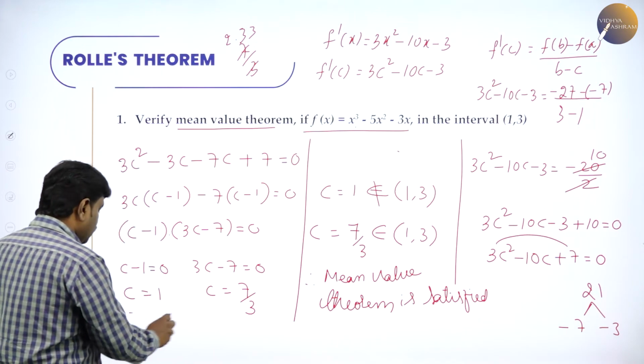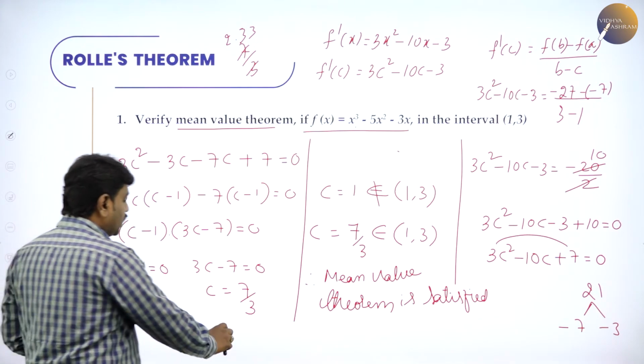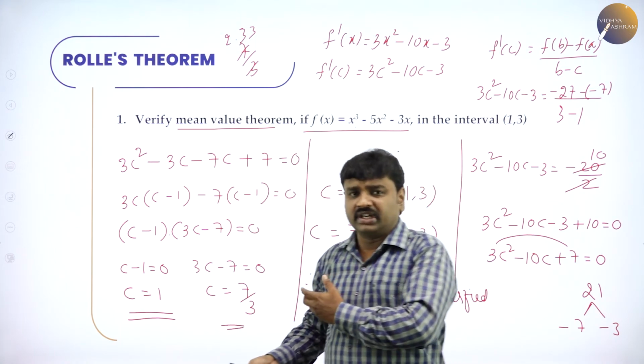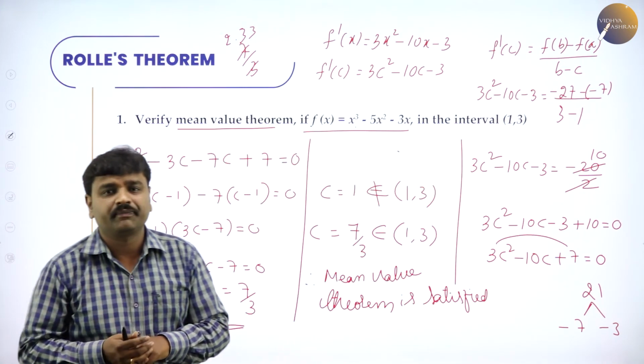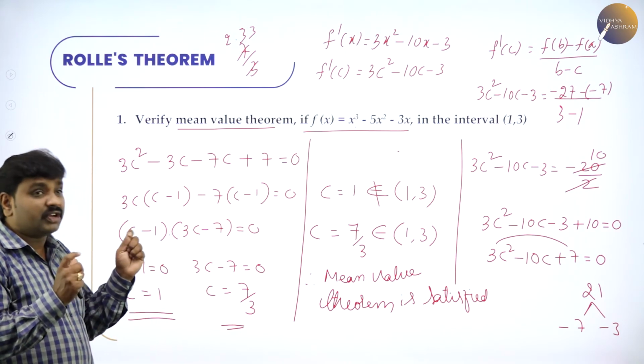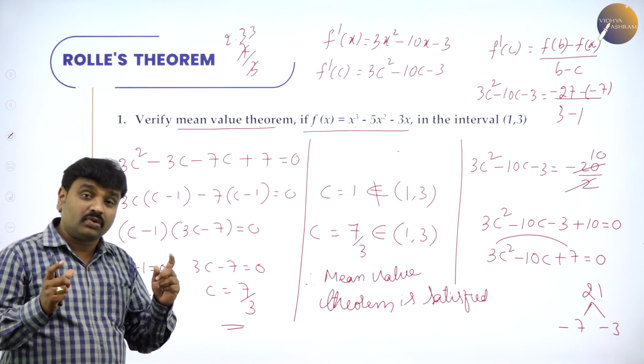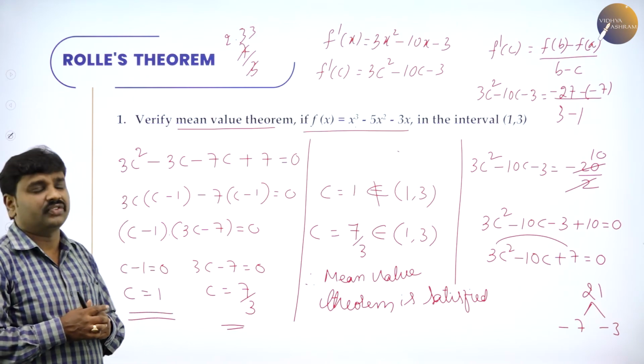One is 1 which is not in the open interval. The other one you will get 7 by 3. 7 by 3 lies between the two numbers 1 and 3. So mean value theorem is satisfied. If you don't get any value between 1 and 3, then it is not satisfied. But now you got 7 by 3. It lies in the open interval, so it is satisfied.